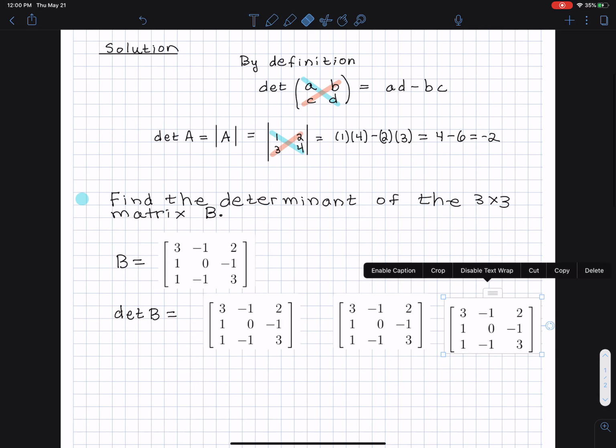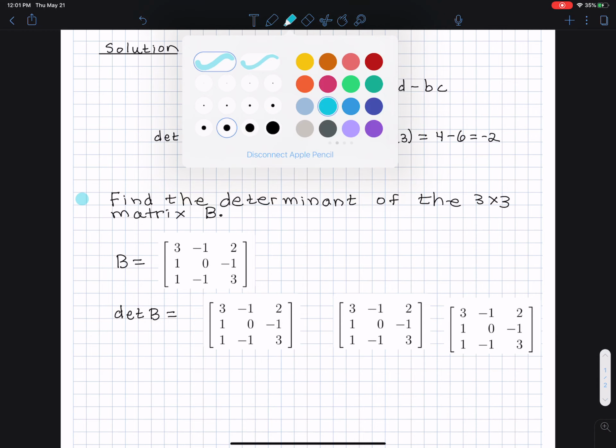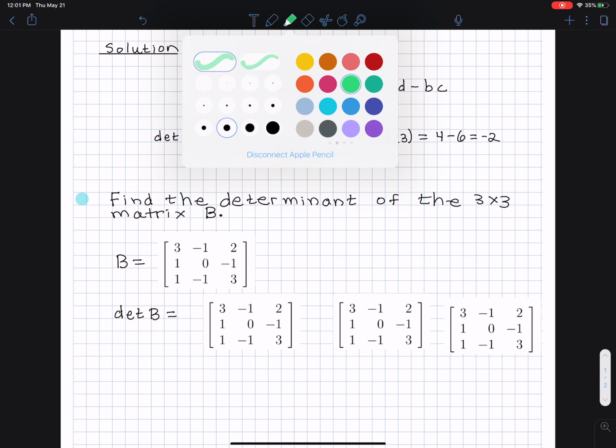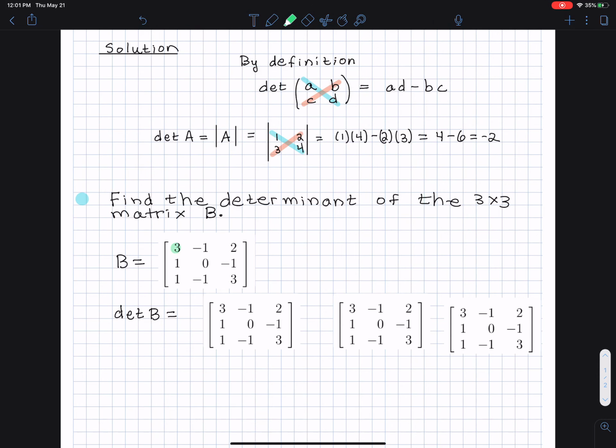Now what I'm going to do is expand across the top row. You can expand across a row or a column, not across diagonals, and actually you can pick any one you want. So I'm going to expand across this top row. I'm just going to start with that 3, the first one that comes up. I'm going to put a 3 there, and then I'm going to multiply by a determinant, but it's not exactly what I'm showing here at all.